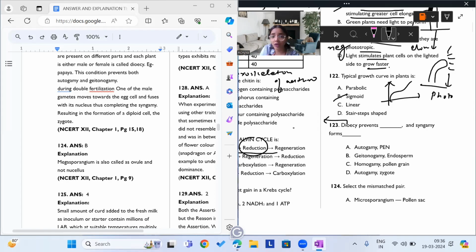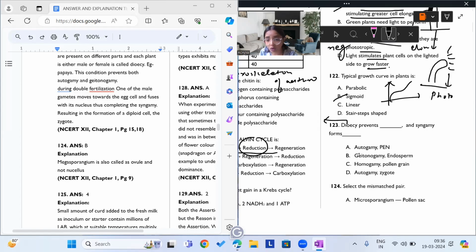It cannot have both flowers on its body. So if I am telling female plant, that means it has all the female flowers only, no male flower. And if I'm telling male plant, that means it has all the male flowers only and no female flower. So the dioecious condition is a condition wherein a plant can have either a female flower or a male flower, but not both on its body. Okay, so now what does it prevent?